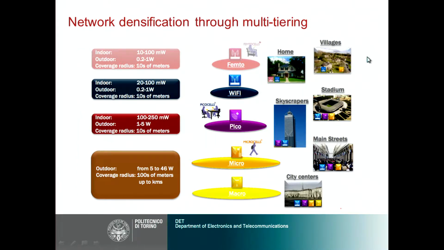And then the other issue, as I said before, is network densification through so-called multi-tiering. Multi-tiering means creating different superimposed coverages. The idea is to have, well, let's start from the bottom. You try to incorporate in LTE, and this is going to be a feature of 5G as well, also Wi-Fi coverage in the cellular network.